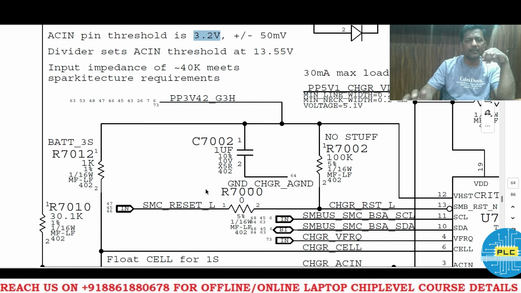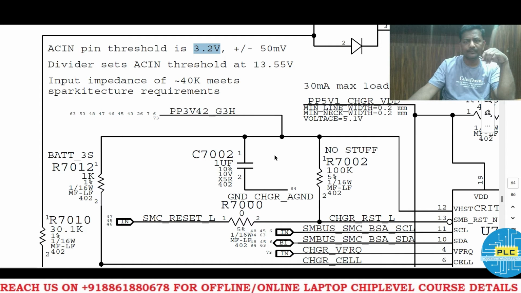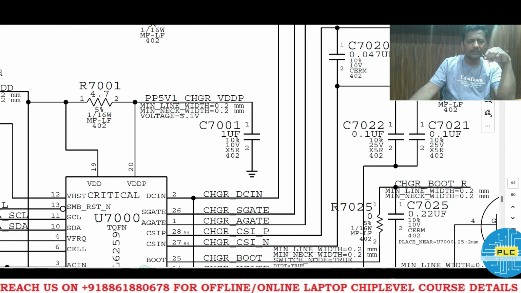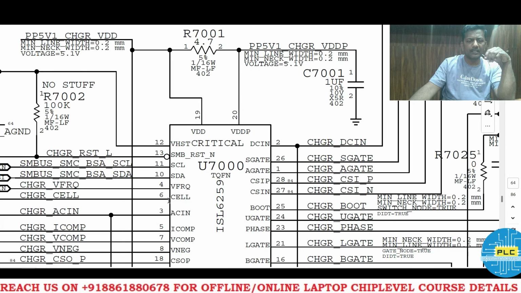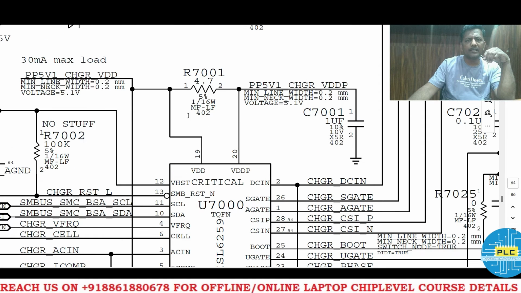Okay, I will repeat. If it is more than 3.2, then it's a high according to this divider. If it is lower than this, it will be low. Now, the first voltage is AC direct, means AC in. The second one is DC in. Once DC in and AC in come, in the normal Windows region, VDD, VDDP will generate. What is the voltage? Approximately 5.1 volts we will get.